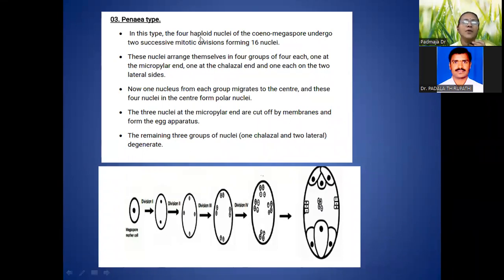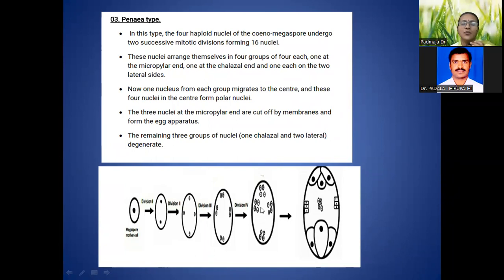So in this type, 4 haploid nuclei of the cenomegaspore undergo 2 successive mitotic divisions, forming 16 haploid nuclei. These 16 haploid nuclei arrange themselves in 4 groups of 4 each: one at the micropylar end, one at the chalazal end, and one at each of the 2 lateral sides. In the second diagram, at the micropylar end 4 are present, at the chalazal end 4 are present, and on the lateral sides also 4 are present. And what happens in this? One nucleus migrates from the micropylar end towards the center, and one migrates from either lateral side to the center.